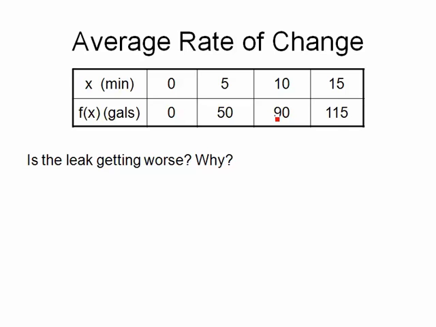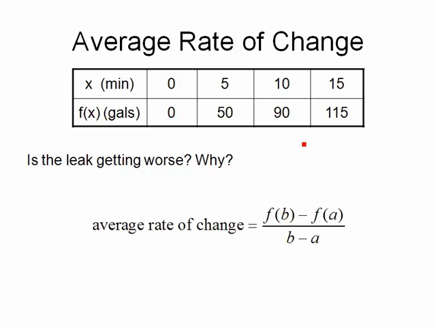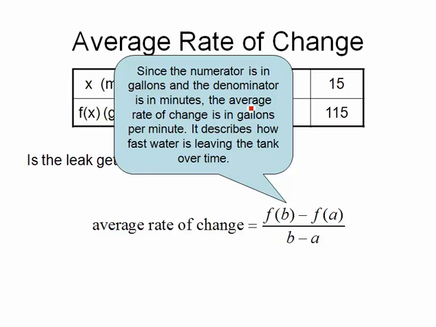So what we're going to do is look at the average rate of change of this function over several time intervals. We're going to do f of b minus f of a, and then divide it by b minus a, where we get to choose what a and b are. Since the numerator is in gallons and the denominator is in minutes, when we do the average rate of change, we're going to get gallons per minute. And this describes how fast water is leaving the tank over time. It's telling us how the gallons are changing as the minutes change.